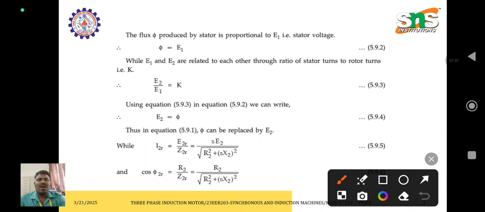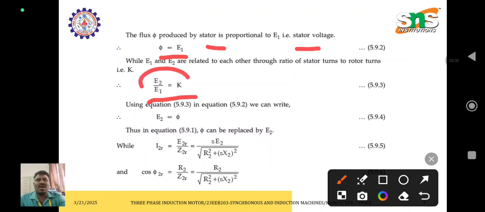Next, the flux which is produced by the stator is due to the stator supply voltage. So the flux produced inside the machine is directly proportional to the supply voltage E1. But according to the transformation ratio, E2 by E1 is equal to K. Here the ratio of the induced voltage in the rotor to the induced voltage in the stator is equal to K. This is called the transformation ratio of the induction machine.